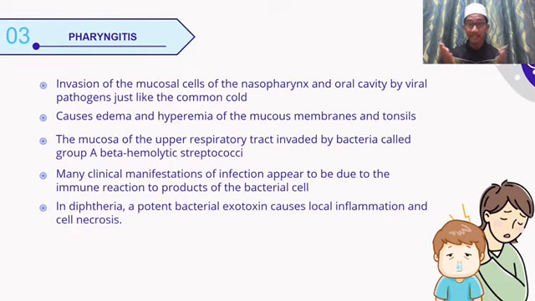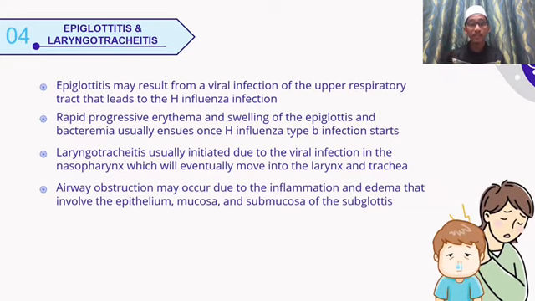The third one is pharyngitis. It is an invasion of the mucosal cells of the nasopharynx and oral cavity by a viral pathogen, just like the common cold. It causes edema and hyperemia of the mucous membrane and tonsils. The fourth one is epiglottitis and laryngotracheitis. Epiglottitis may result from a viral infection of the upper respiratory tract that leads to H. influenzae infection, which causes rapid progressive erythema and swelling of the epiglottis, and bacteremia. Whilst laryngotracheitis is usually initiated by a viral infection in the nasopharynx, which eventually moves into the larynx and trachea, causing airway obstruction due to inflammation and edema.